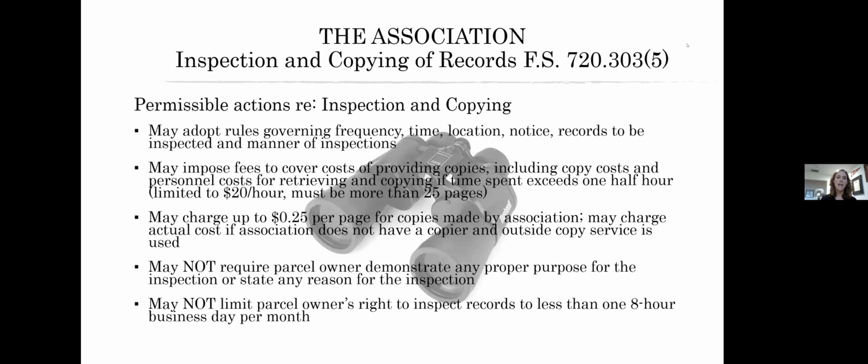The association may adopt rules governing the frequency, time, location, notice, the records to be inspected, and the manner of the inspection. You can also impose fees to cover the costs of the copies and the personnel that retrieve those copies. You'll see there is a limit of $20 an hour, and you've got that 25-page threshold before you can start charging. You can charge up to 25 cents per page.